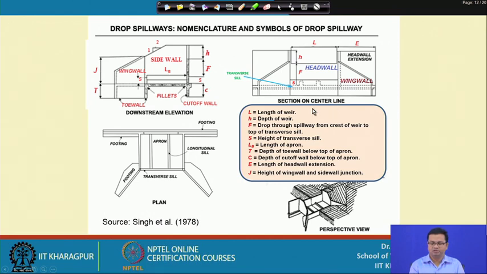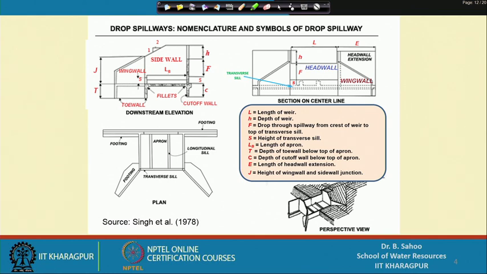Showing the section of center line, and in the left side there is downstream elevation or side view and also plan. You can see there are different components: head wall, wing wall, head wall extension, transverse seal, side wall, wing wall, downstream elevation, footing. All these components we will discuss in the next slides in detail.